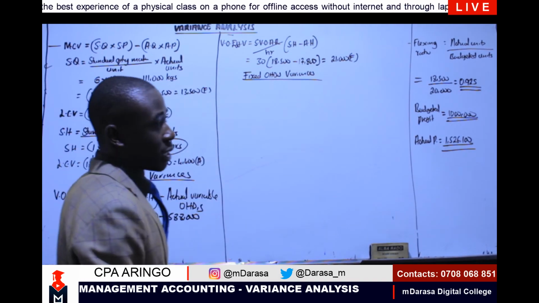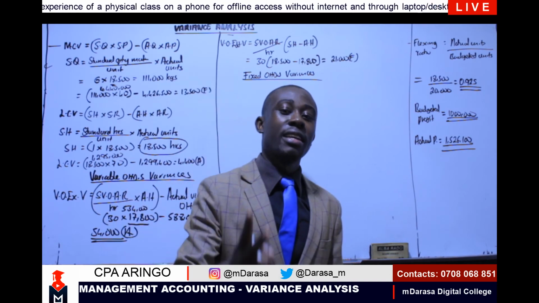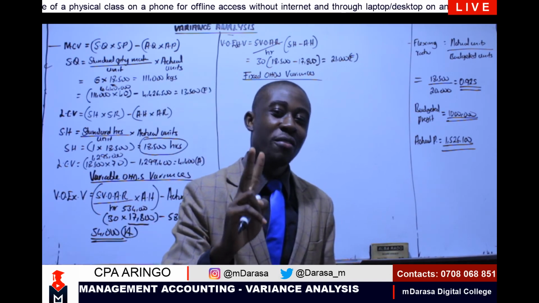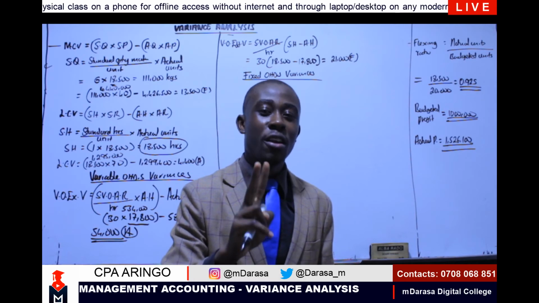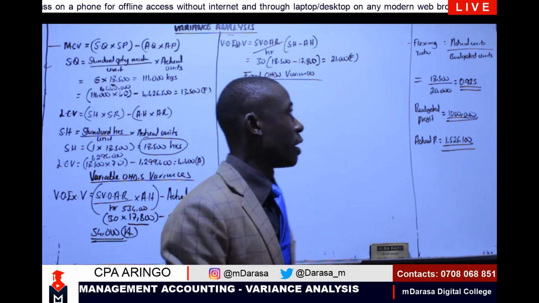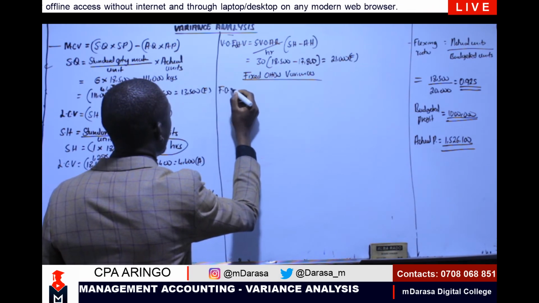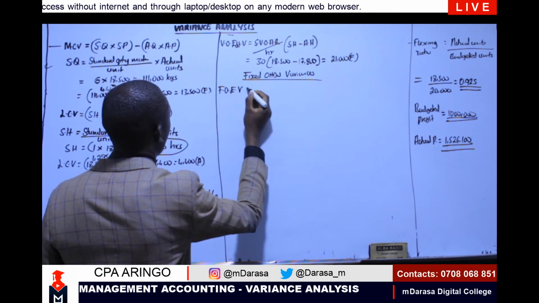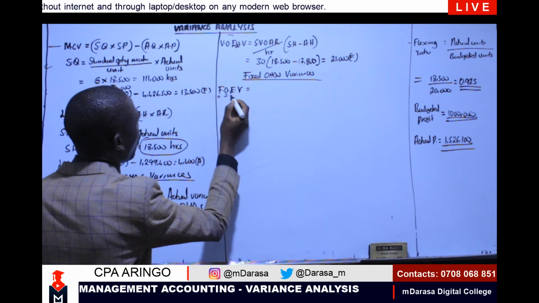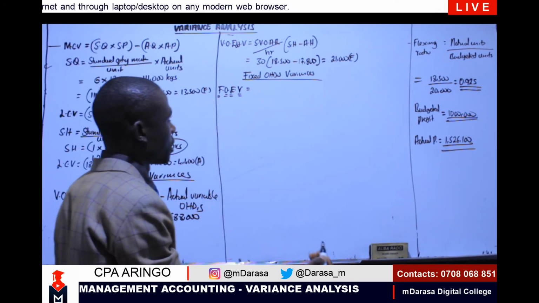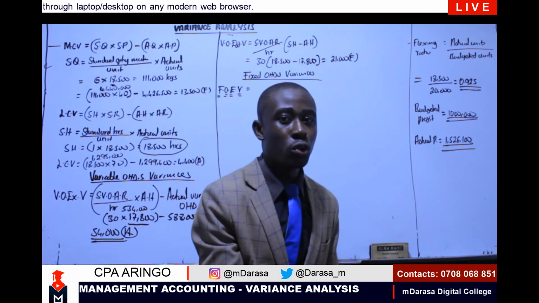We know very well that whenever we're talking of fixed overhead variances, you have the fixed overhead volume variance and the fixed overhead expenditure variance. So we start with our fixed overhead expenditure variance. And you know very well how we are going to determine that.